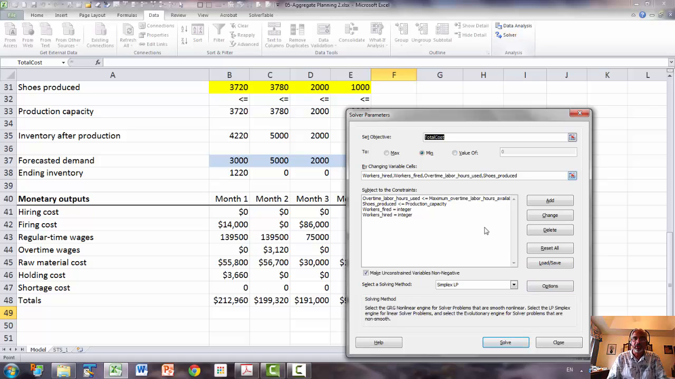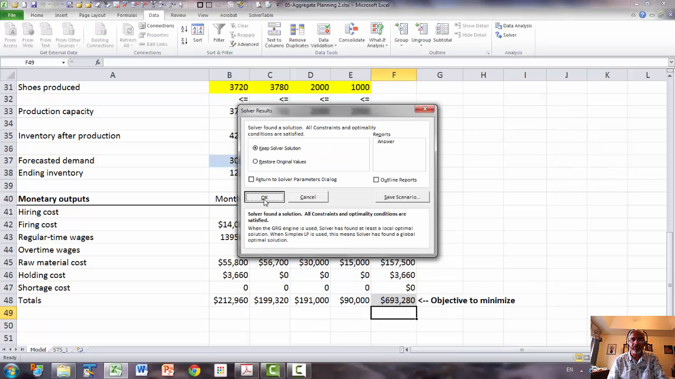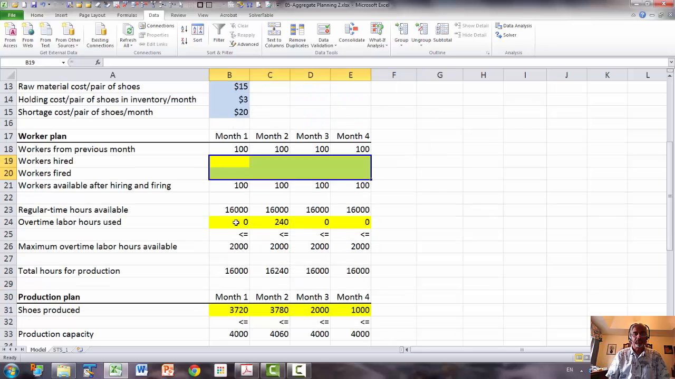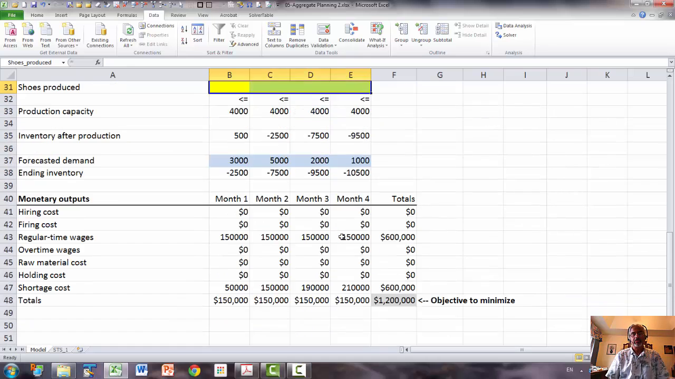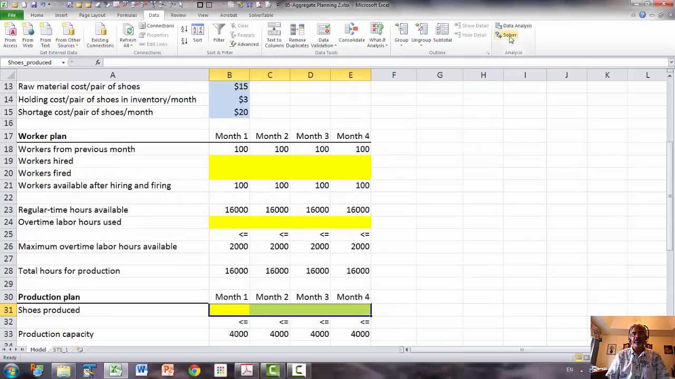There is one more thing that we have to do. Since we use the if function in calculating the shortage cost and the holding cost, the linear model is no longer valid. So you have to change that to GRG nonlinear. Okay, now solver has found a solution. Let's first clear the previous solution, and then run solver again.